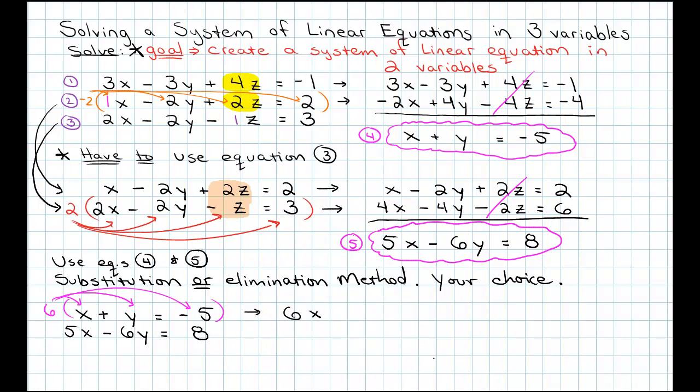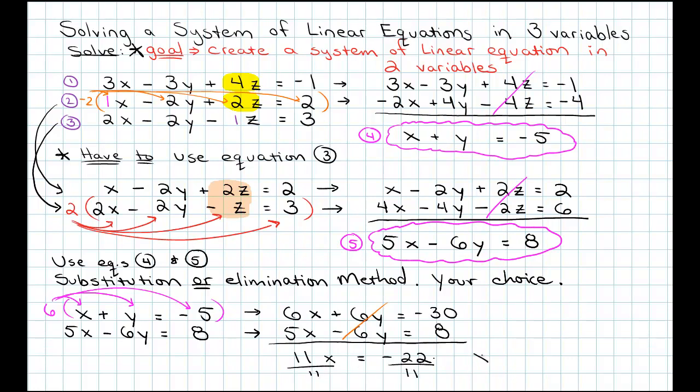So this is going to give me 6x plus 6y is equal to negative 30. And the second equation is going to stay exactly the same. We didn't have to multiply it by anything. Add these two equations together and our y terms will cancel out. That's exactly what we wanted to happen. And we're left with 11x is equal to negative 22. So x is equal to negative 2.